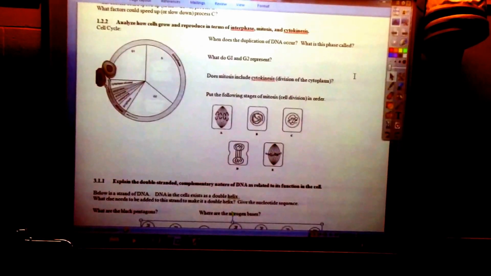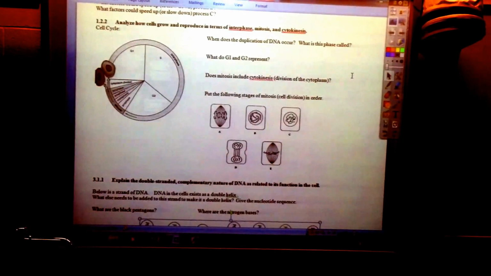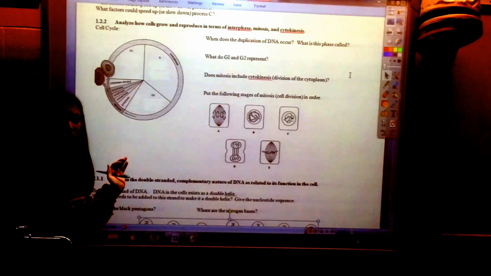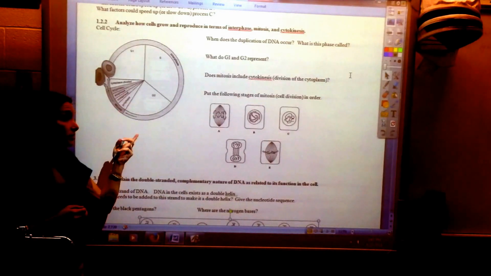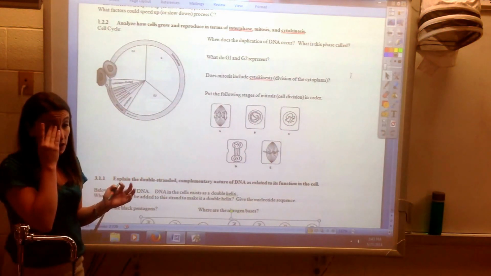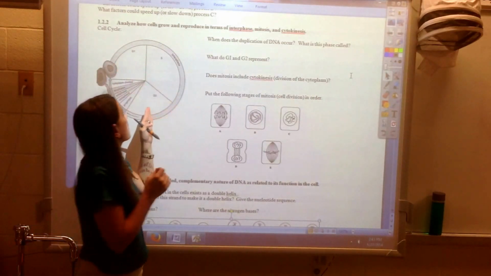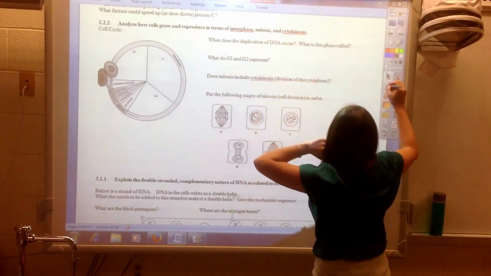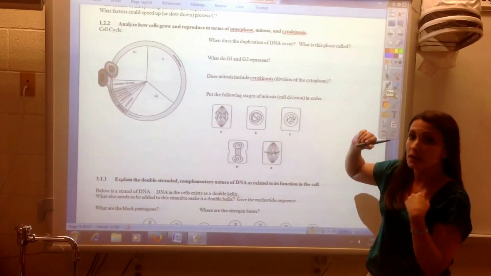We are beginning day 3 of our EOC review. And in day 3, we're going to be looking at how cells divide. We're also going to be looking at how cells use their DNA. So this first part here, analyze how cells grow and reproduce in terms of interphase, mitosis, and cytokinesis.